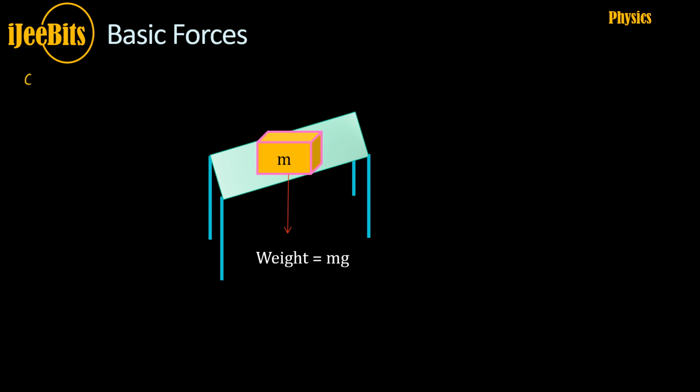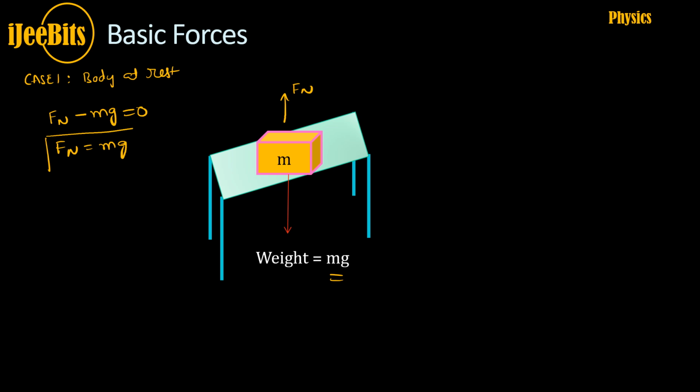Let me say case one, what we discussed. Case one, the body is at rest. What we are defining is that the net force acting on the body should be zero. So we have a downward force, mg, called weight, and an upward force, which is your normal force, the contact force Fn. So how do you get the net force? Fn minus mg equal to 0. So Fn equals mg. When the normal force equals mg, this means the body is at rest.